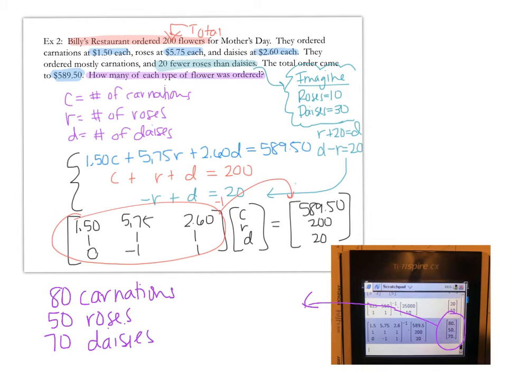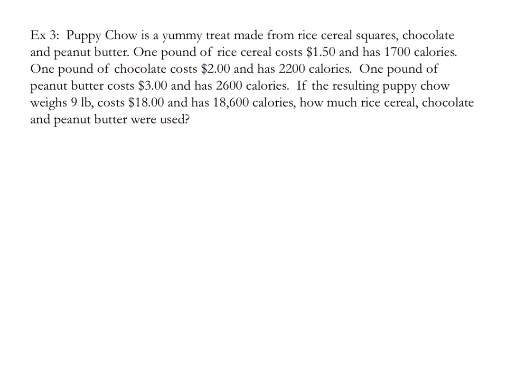And what I like to do at the end, especially with that statement that we had to really think about, is make sure that it makes sense with your answer. Are there 20 fewer roses than daisies? Well, there are 50 roses and 70 daisies, so yes, that did work out. Okay, we got one more.